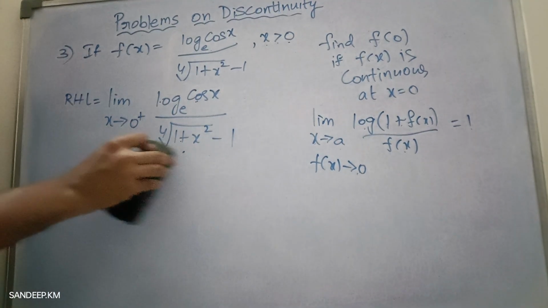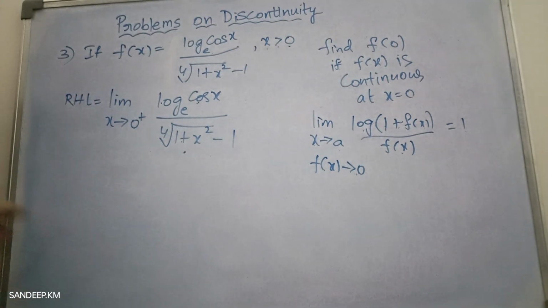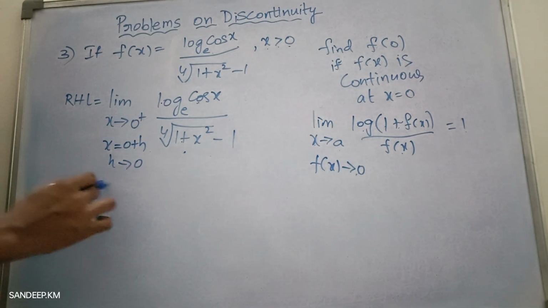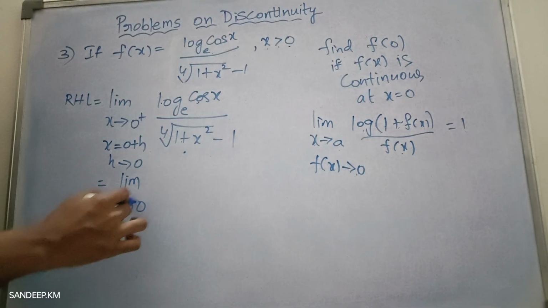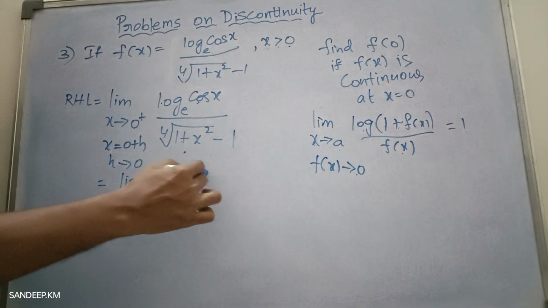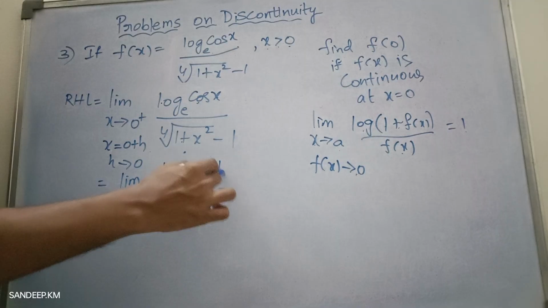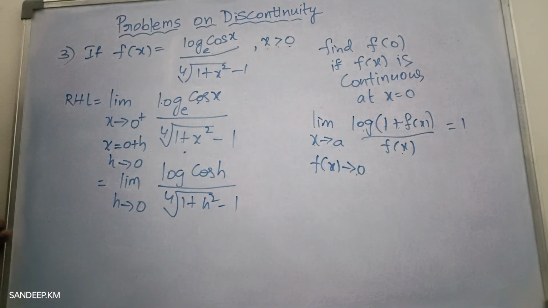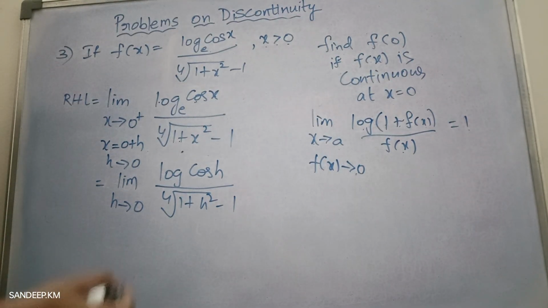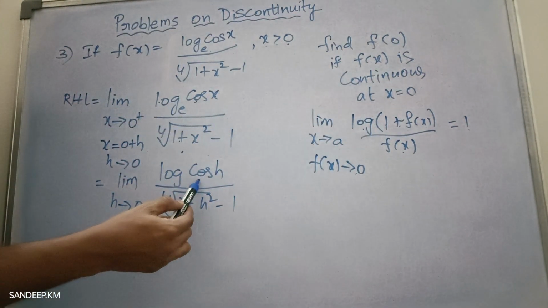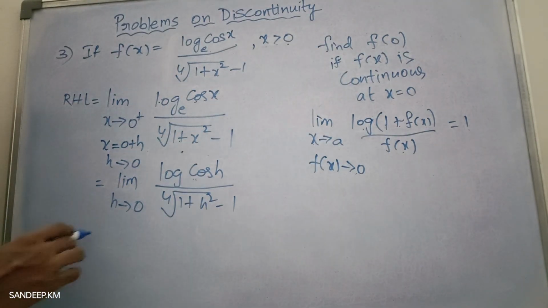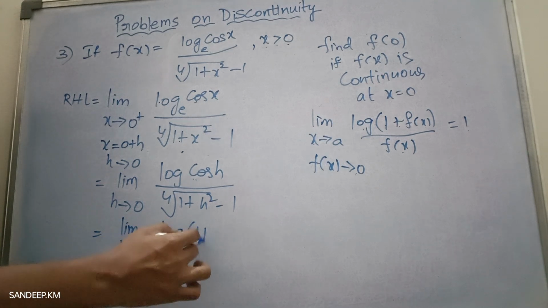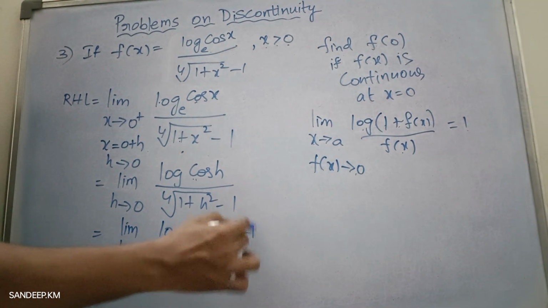So x is approaching 0 plus means what, dear students? It means x is equal to 0 plus h, where h is approaching 0. So the function becomes limit h approaches 0 log cos of, instead of x we can write h, divided by 4th root of 1 plus h square minus 1. Okay, 4th root of this one. Now let us work out this. Let me convert this as 1 plus f of x.